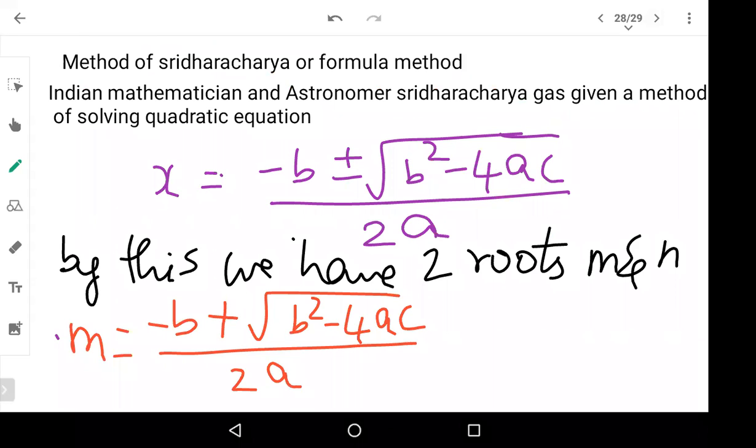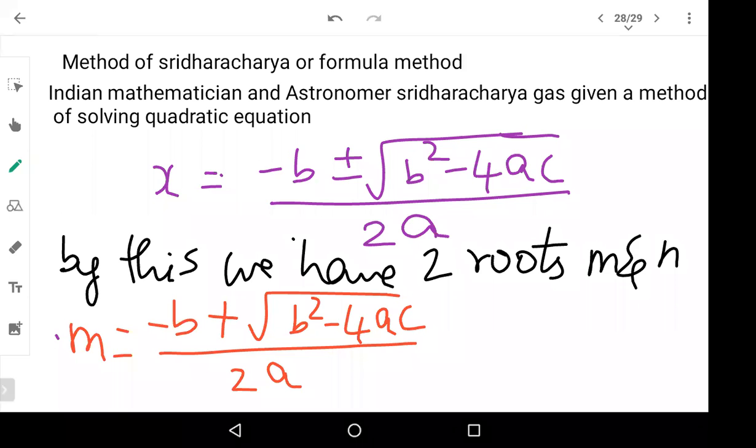Now, for the factorization method, the previous sum I did, I will give you another 2-3 problems to solve and practice. Okay. Later, if you have any doubt, we shall discuss in class. Fine. Okay. Now let us learn the formula method.